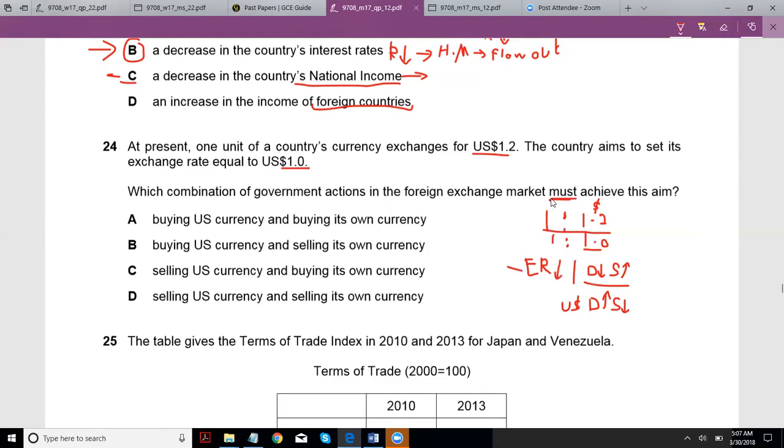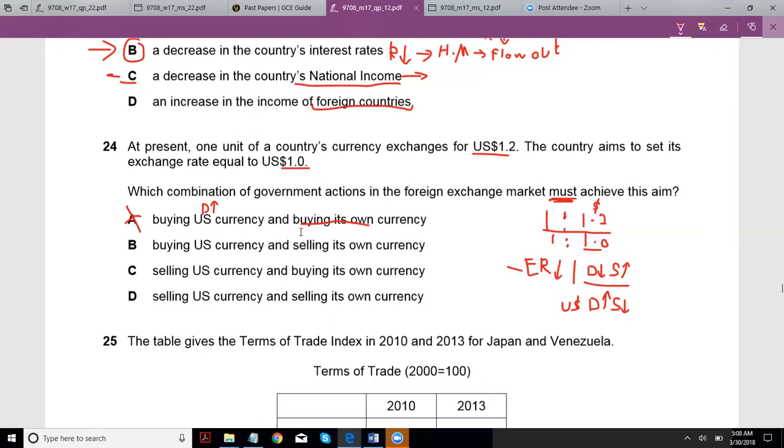Buying US currency and buying its own currency, no. If you buy US currency, the demand for US currency would increase, which is good because that would appreciate the US currency, which is what we want. We want ours to depreciate and theirs to appreciate. So we're buying our own currency, which would increase the demand of our own currency, and we don't want that, right? Because then we can't be sure.